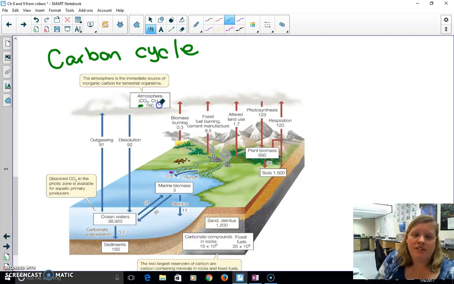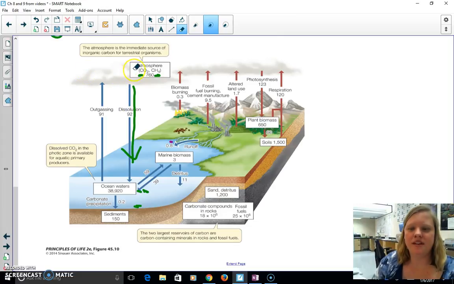It's also in the atmosphere as CH4, which is methane, but in much smaller amounts. There's much larger amounts of CO2 than there is methane, and so it exists like that in the atmosphere. Okay. So as I said, it exists as CO2 and CH4 in the atmosphere, and it can come down into the terrestrial biosphere in several ways.